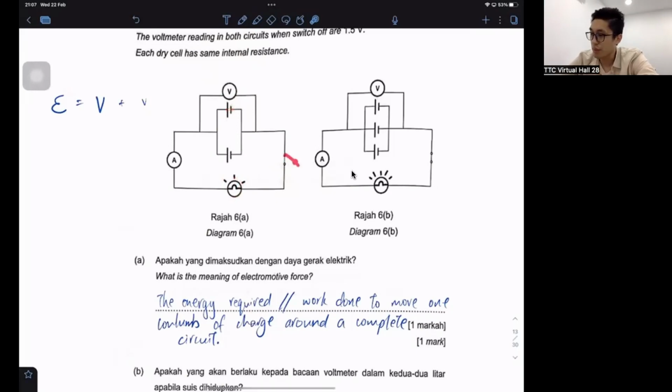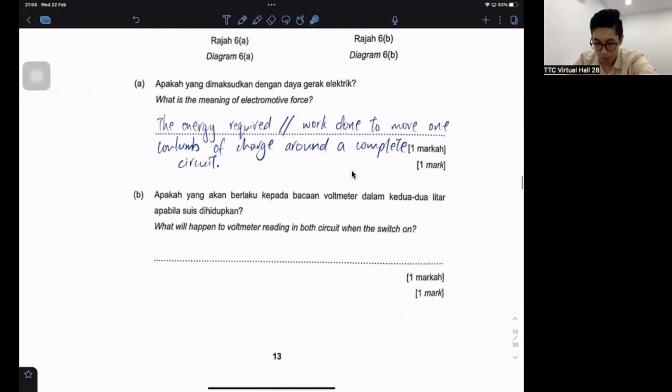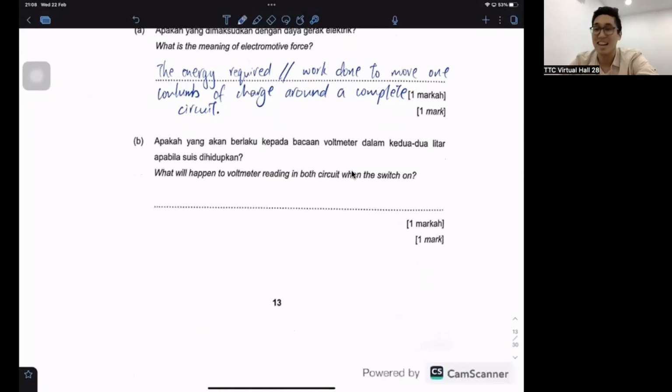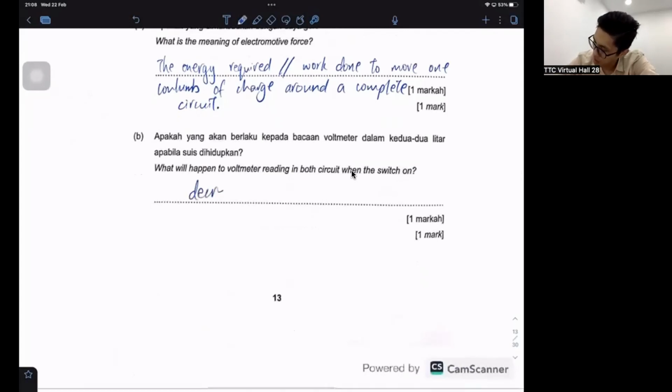So every time it's open, you always get the EMF, which is the maximum amount. You cannot be more than the EMF. And once you connect it, then only it becomes smaller, because this voltage is definitely smaller than the EMF. EMF is the max already. So when it's open, you get EMF, which is the maximum. When you close, then you will get lesser. So the voltmeter reading will decrease. You can say the voltmeter reading decreases.